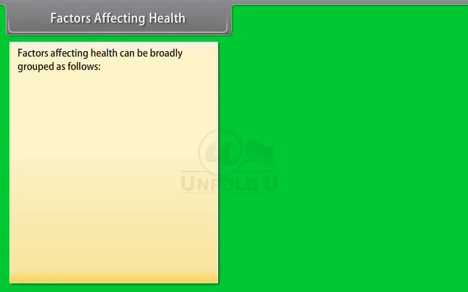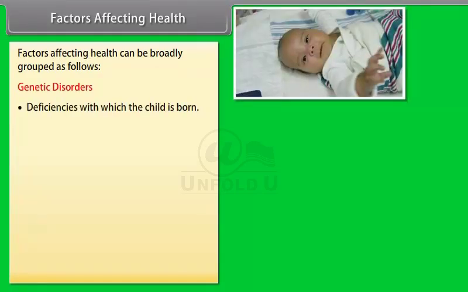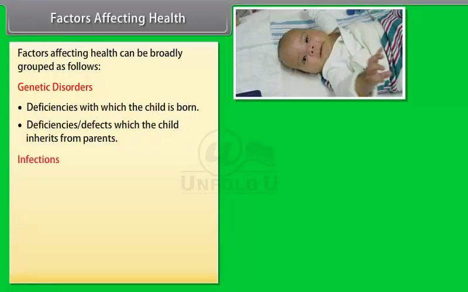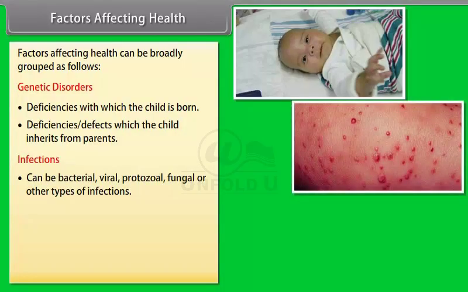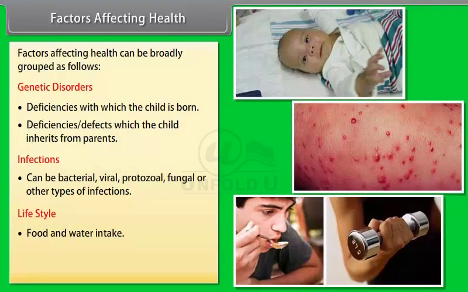Factors affecting health. Factors affecting health can be broadly grouped as follows. Genetic disorders. Deficiencies with which the child is born, deficiencies and defects which the child inherits from parents. Infections. Can be bacterial, viral, protozoal, fungal, or other types of infections. Lifestyle. Food and water intake, exercise and rest pattern, other acquired habits.